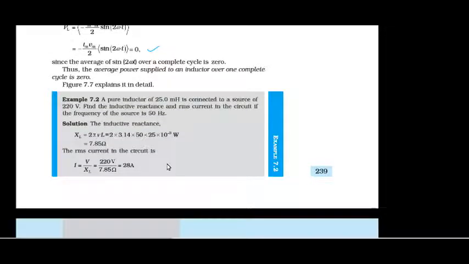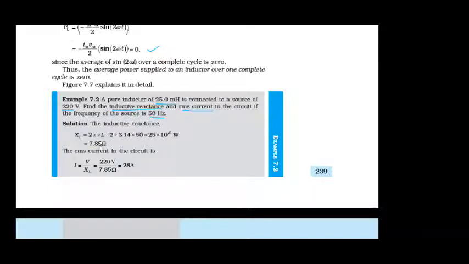A pure inductor of 25 mH is connected to a source of 220 volt. Find the inductive reactance and RMS current in the circuit if the frequency of the source is 50 Hz.